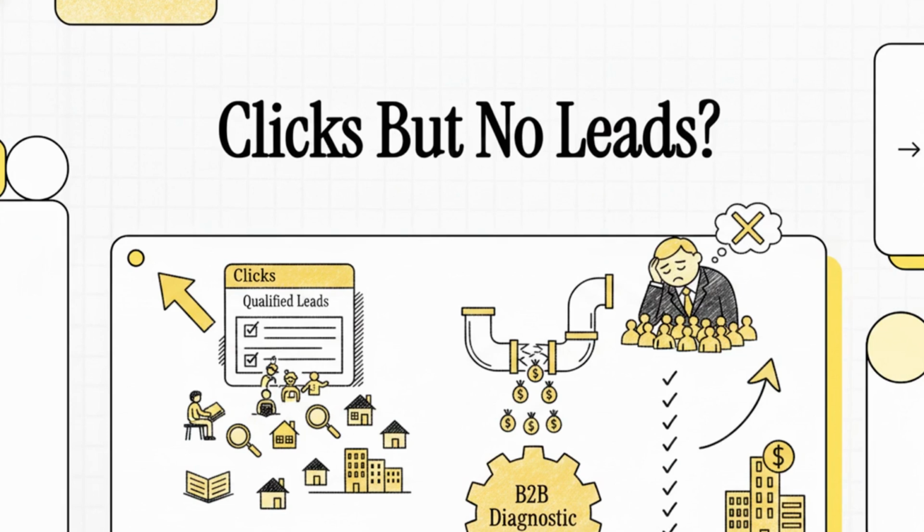But then you talk to your sales team and they hit you with the reality: these leads are students. They're job seekers, consumers, or just tiny companies that absolutely cannot afford you. Well, today, we're going to explore exactly why those healthy click-through rates and rising form fills are secretly burying your sales team in unqualified junk. We're going to walk through a 7-point B2B diagnostic to pinpoint exactly where your budget is leaking.